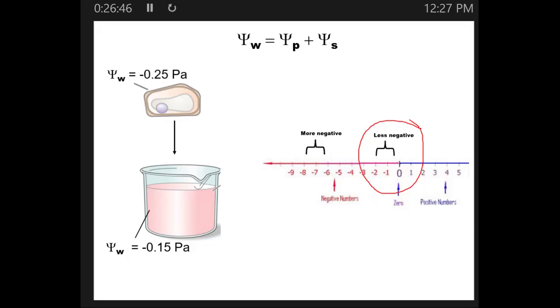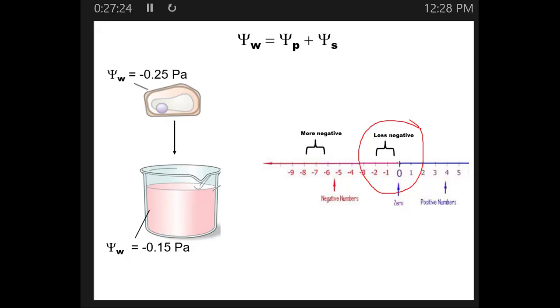So this drawing here, somebody did a calculation where they said, we calculated this cell and it has an overall water potential of negative 0.25 pascals. So they factored in all the proteins and enzymes and DNA and molecules in there and magically came up with, we know it has a water potential of negative 0.25. And someone put, maybe it's a sucrose solution into the beaker. And they said, well, we calculated the water potential of that and it's negative 0.15.